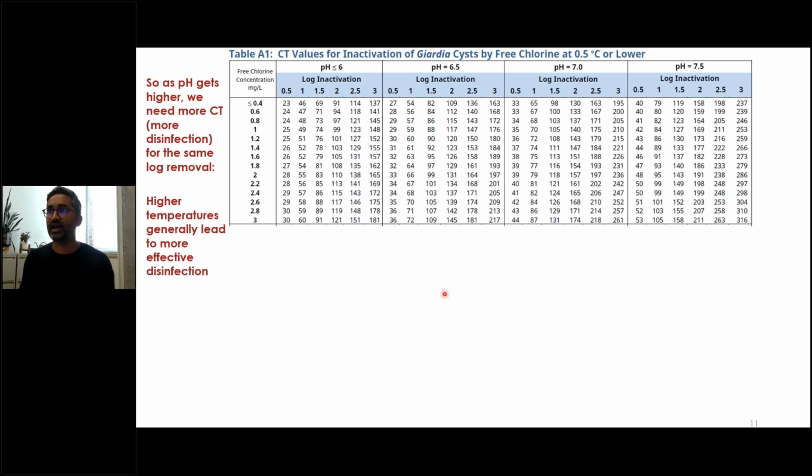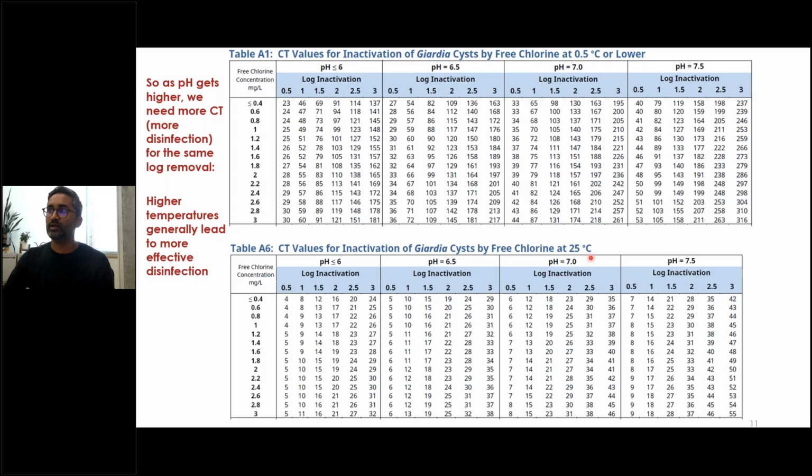And in this case, we can see that when we look at the same table, but instead of 0.5 degrees Celsius, we're now looking at 25 degrees Celsius, what you see is that the CT numbers are way lower. So the conditions are the same. It's the same pH values across the top of both of these tables. But now that our temperature is higher, we don't require as much CT in order to get the same inactivation of Giardia. And that's because at higher temperatures, we are able to get a more effective disinfection when we're using chlorine.